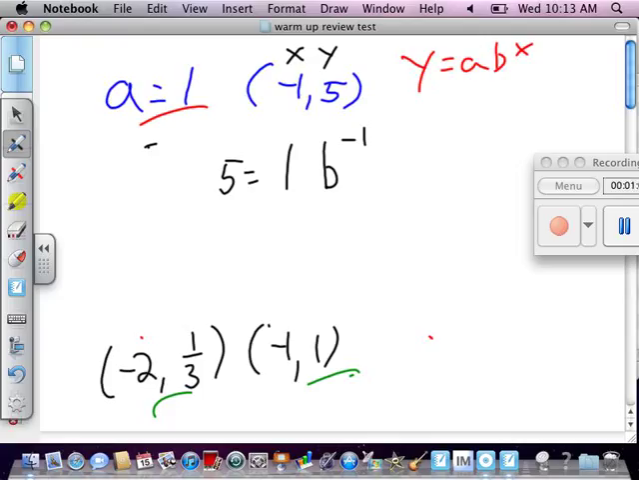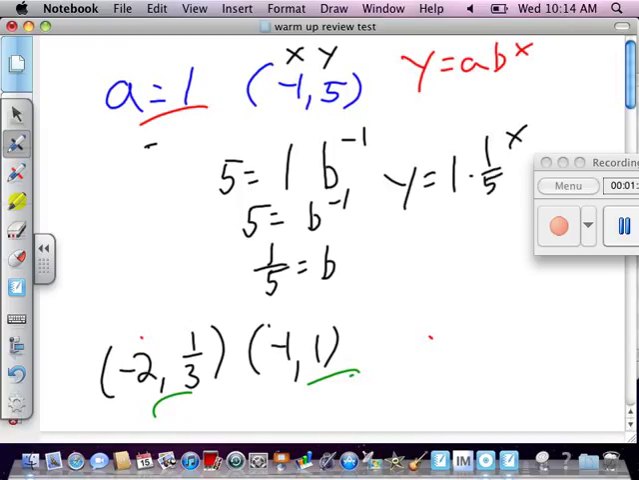Okay, so I divide by 1 and I get 5 equals b to the negative 1. Okay, what do I do when I have something to the negative first power? I flip it, so I get 1/5 equals b. If I plug 1/5 in for b, 1/5 to the negative 1 would be 5, so I know I have the correct answer. So now I'm just going to plug it back in my equation and I'm done. Y equals 1 times 1/5 to the x. Please circle your answer so I know where it is in your paper.